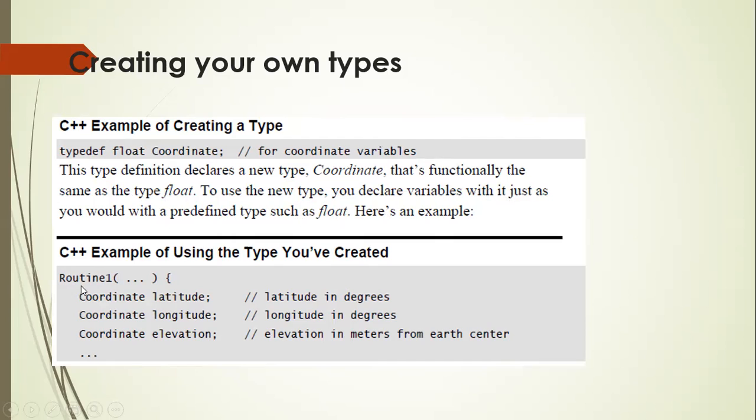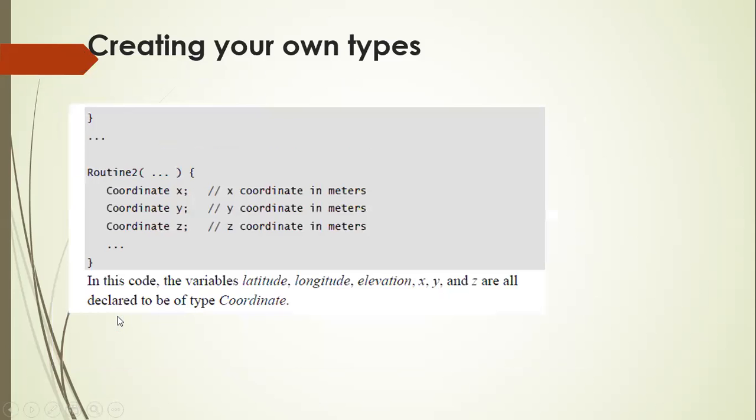We have a routine one in which we have three different values: latitude, longitude, and elevation, which have the data type coordinate. So likewise, we can create our own type. Now this coordinate has the type of float, which was defined by ourselves. In another routine we create x coordinate, y coordinate, and z coordinate. These all have float values. In this code, the variables latitude, longitude, elevation, x, y, and z are all declared to be of type coordinate.